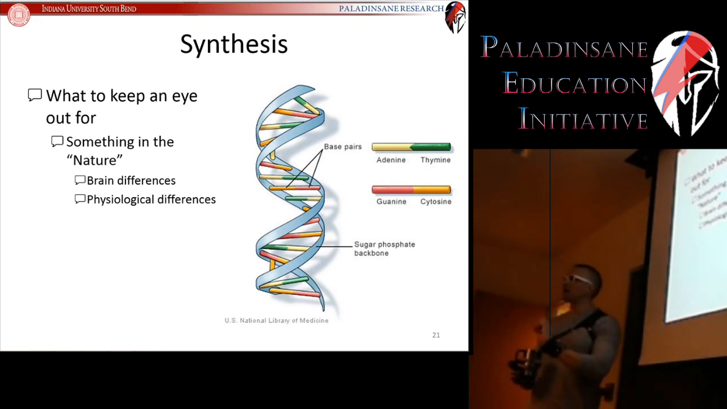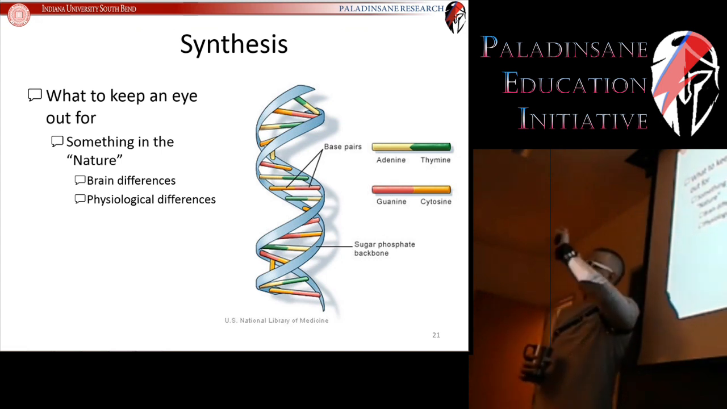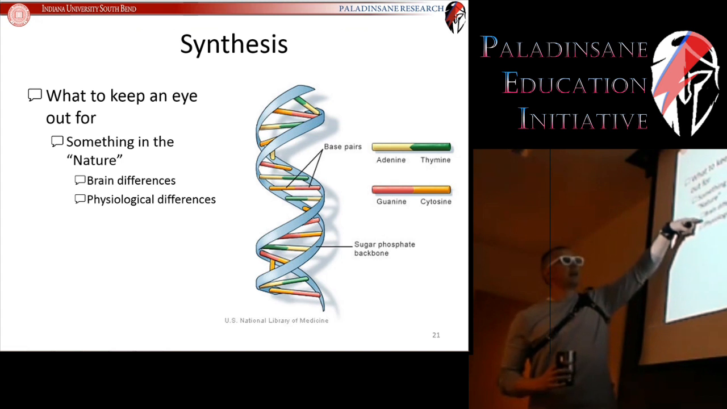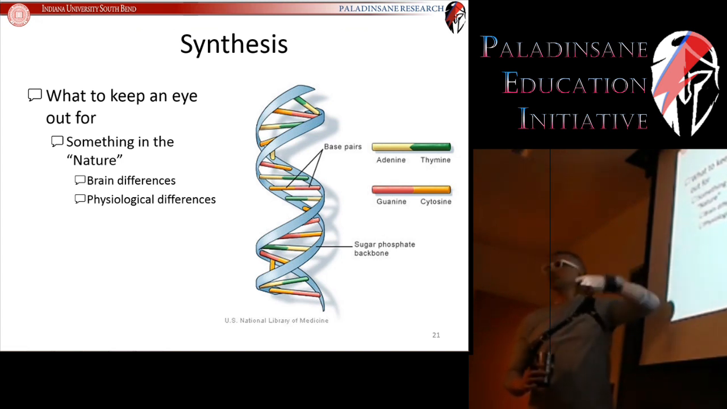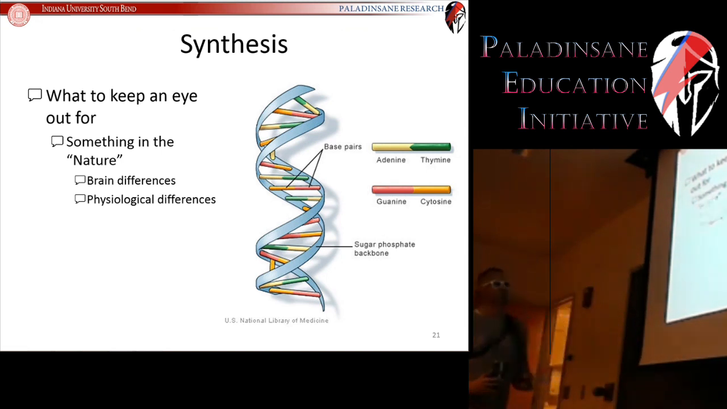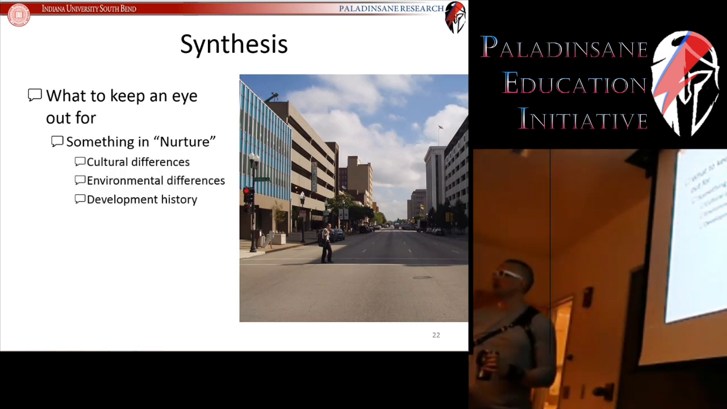So keep an eye out for those brain areas, for physiological differences, because if you can identify a brain area or a physiological difference, and then you can identify a diverse, unique population that does not match up with those differences, there's your new contribution, there's your door to that new contribution. Other things to keep an eye out for is stuff in nurture. So take a look at cultural differences, environmental differences, developmental history.